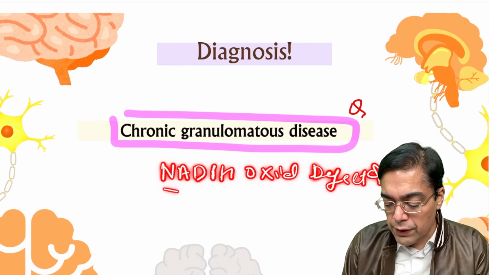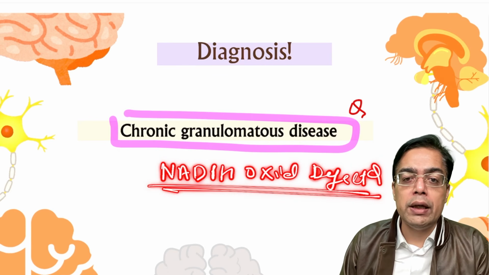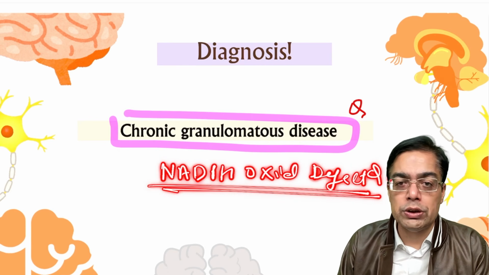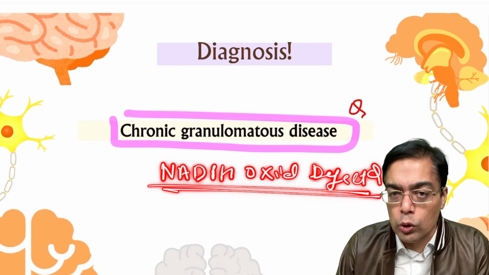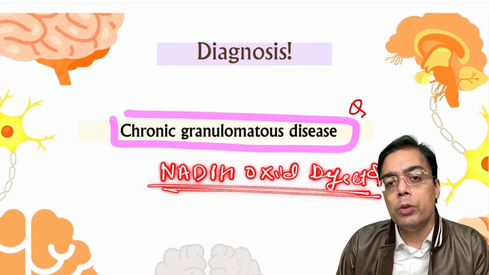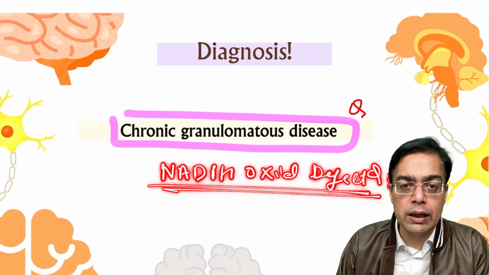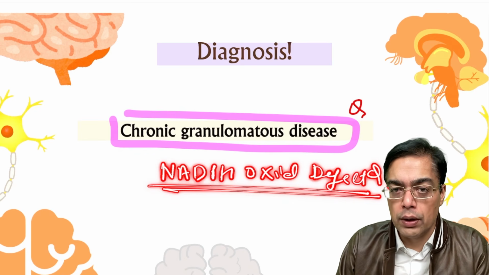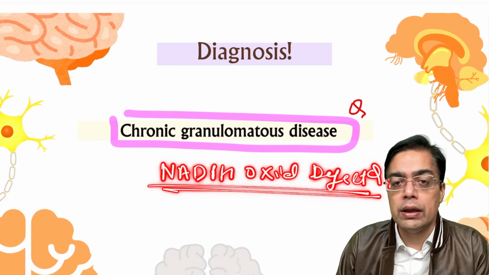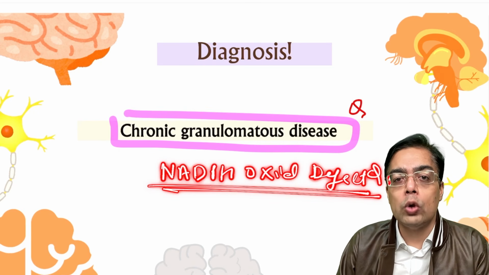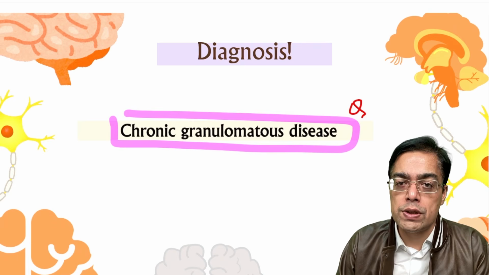NADPH oxidase defect. Where exactly did we talk about NADPH oxidase? We talked about it in the formation of the free radicals, and normally we are talking about neutrophils and macrophages. You are going to be having the formation of hypochlorous radical, which is going to kill the organism. In case of NADPH oxidase defect, the HOCl or the hypochlorous radical is not produced, and that is what is going to contribute to high risk of development of infections in the patients.